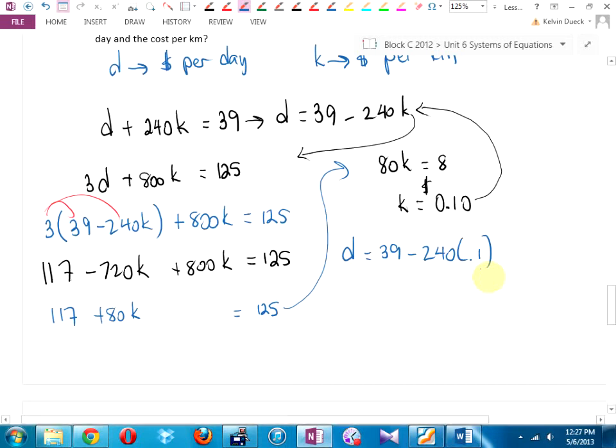Do the 240 times 0.1. Don't forget your order of operations, right? Although most of your calculators do that automatically. You know what? It's 15 bucks every day and 10 cents a kilometer. And that's how most car rentals do it.